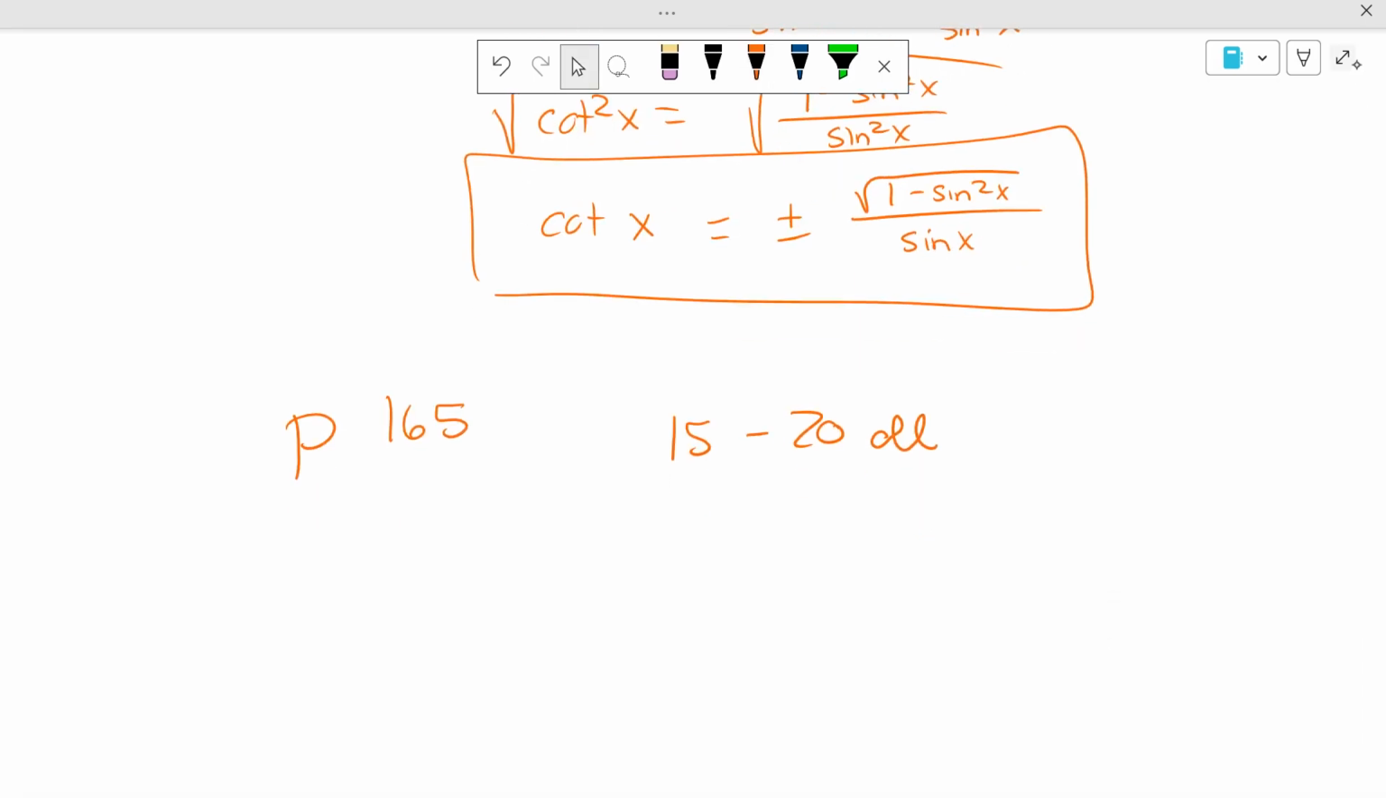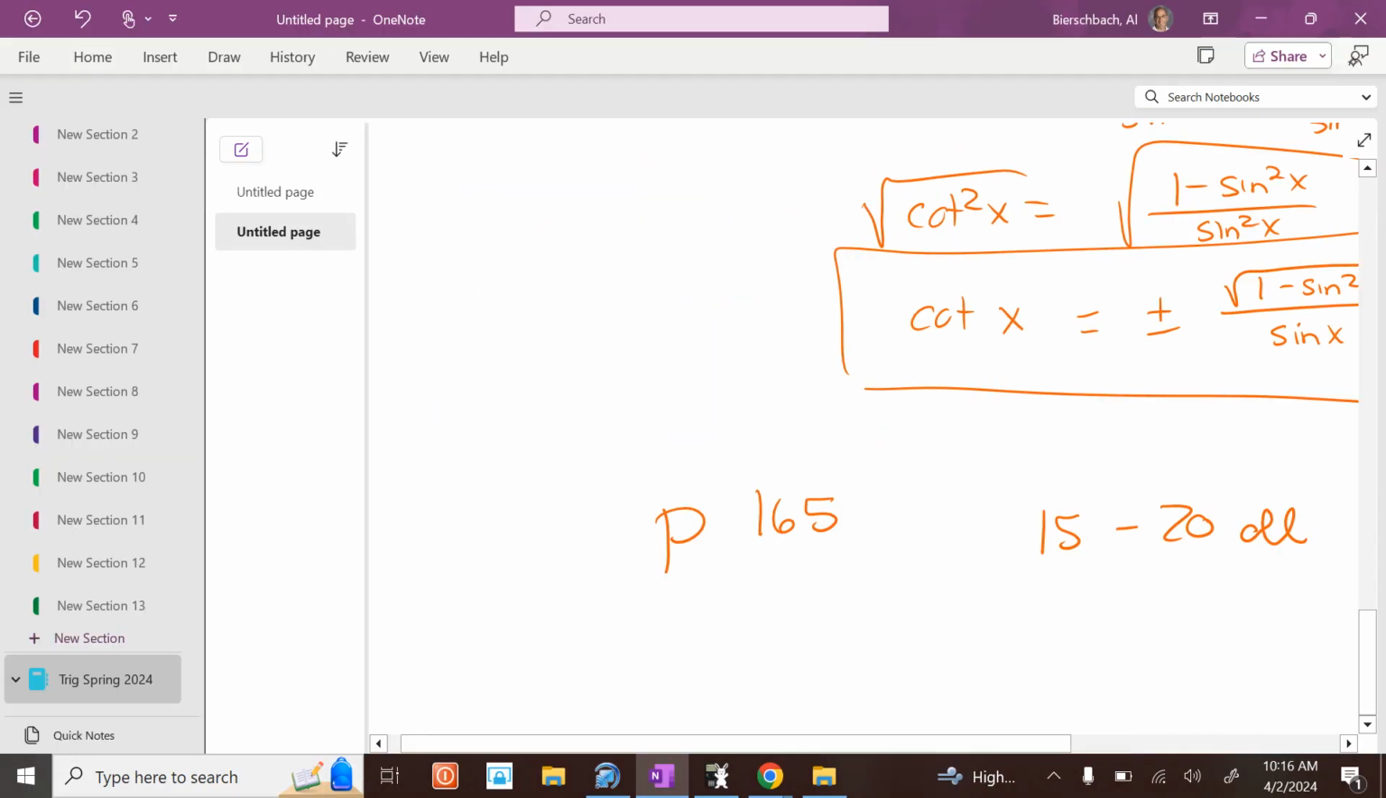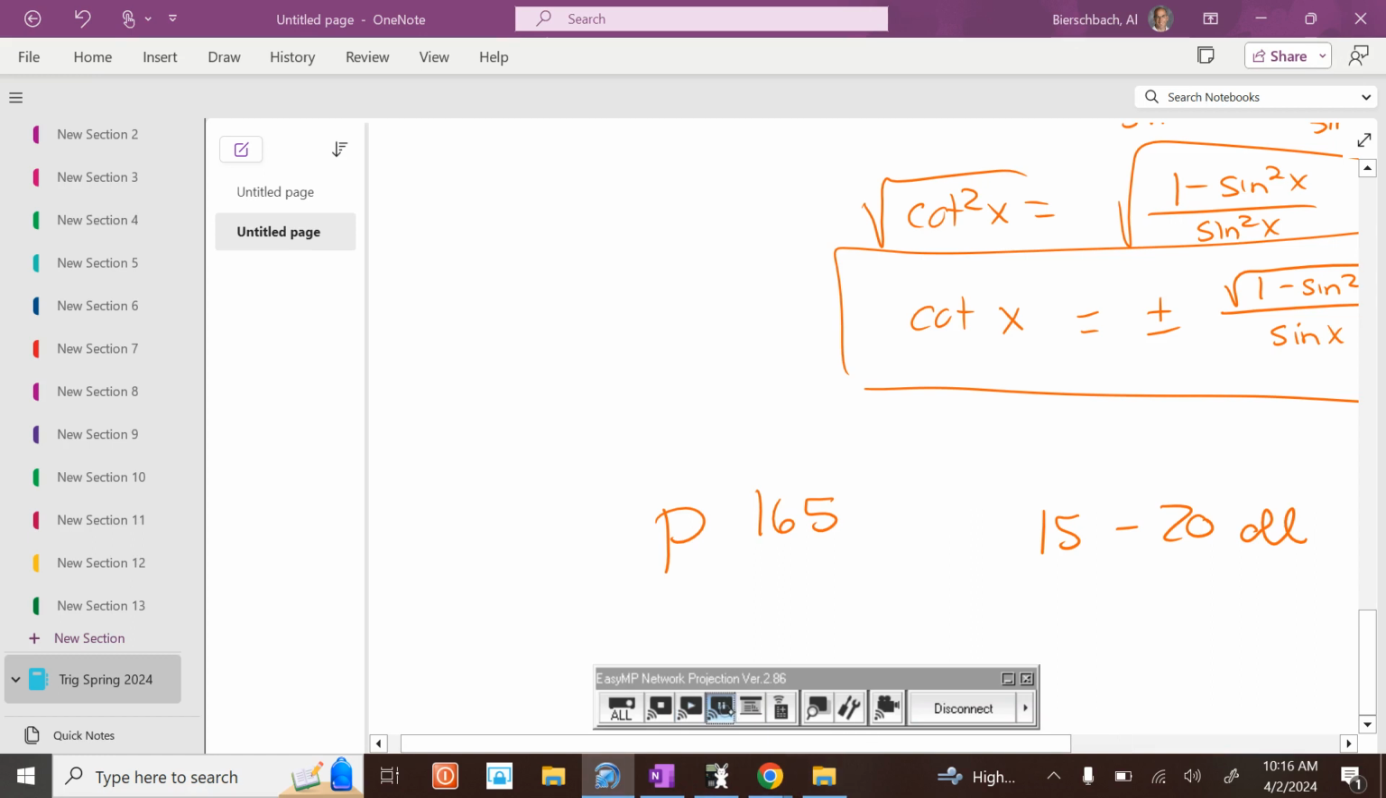You said 15 through 20. Yep. Page 165, 15 through 20 all. You got about a half hour. Let's crank these out.